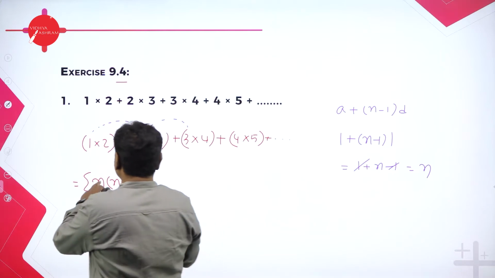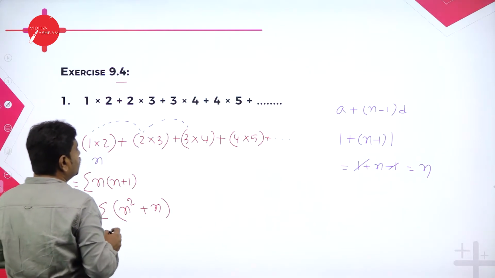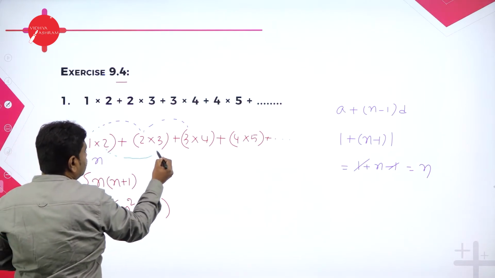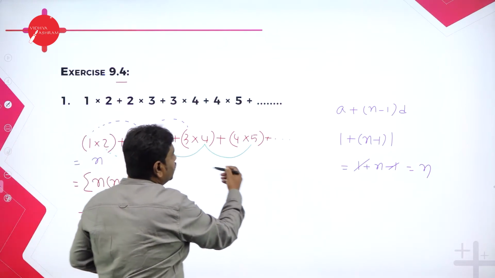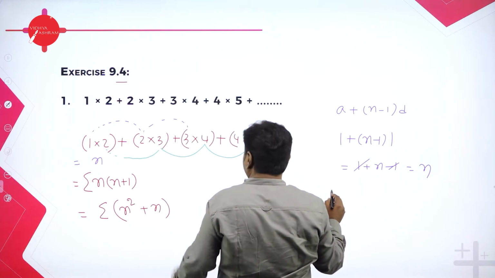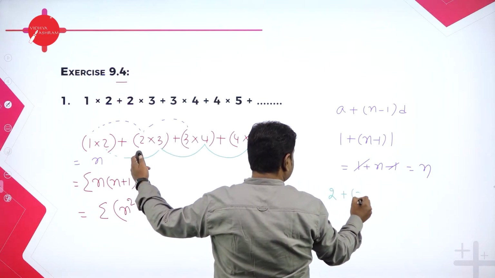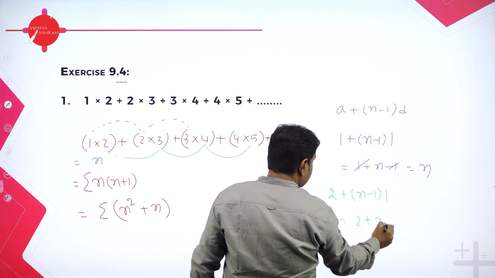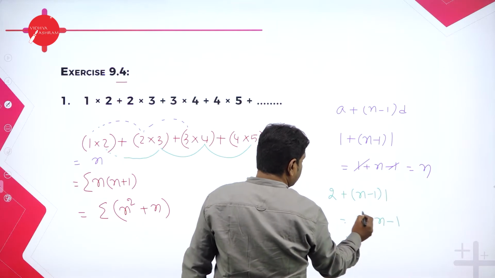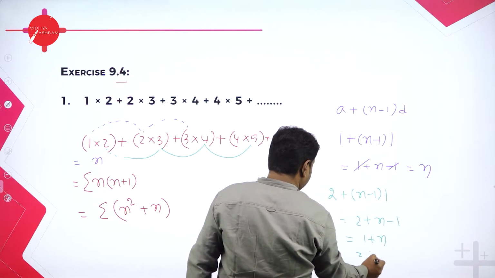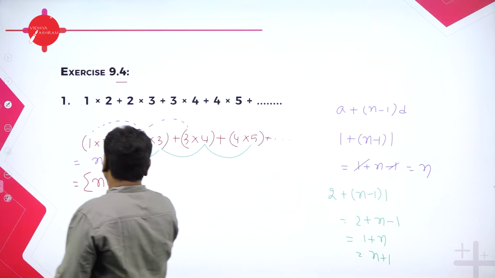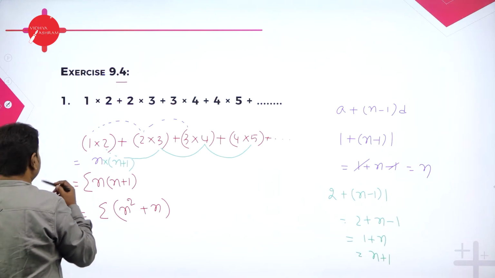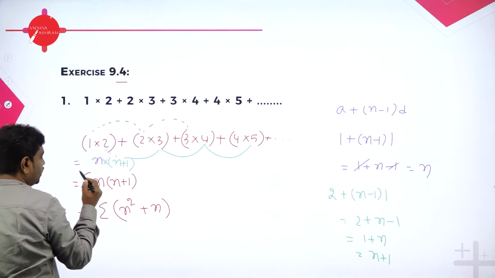So that's how I will write this first term as n. And then the second terms. So I will take all the second terms. Second terms means 2, 3, 4, 5. 2, 3, 4, 5 are in AP. So what is a? 2. Plus n minus 1 into the common difference. What is the common difference? 1 again. So it will become 2 plus n minus 1. So 2 minus 1 is 1, 1 plus n, or I can say n plus 1. So the second term I will get is n plus 1. So this is n into n plus 1. Summation means sigma. So that is how we will write this as sigma n into n plus 1.